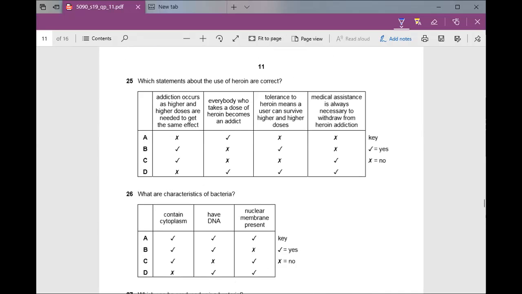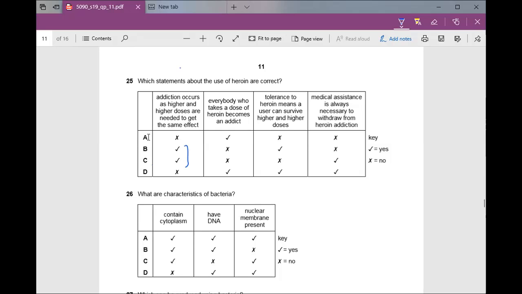Number 25 is, which statement about the use of heroin are correct? First of all, for this purpose, we have to know addiction occurs as higher and higher doses are needed to get the same effect. So, answer is correct. It means more doses are required to get the same effect.